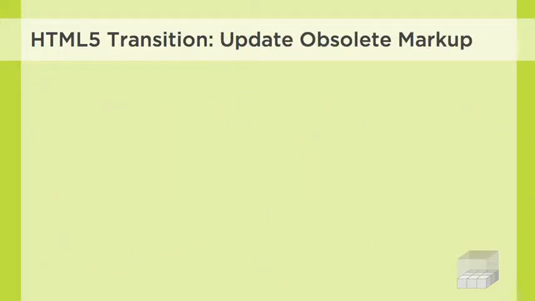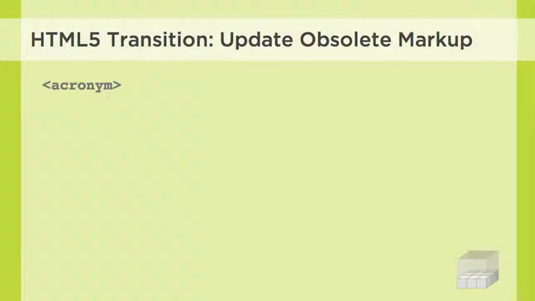Next, there are bits and pieces of obsolete markup that have remained in HTML4 that HTML5 finally drops because we figured out how to get rid of them. We figured out how to transition away. The first of those is the acronym tag.